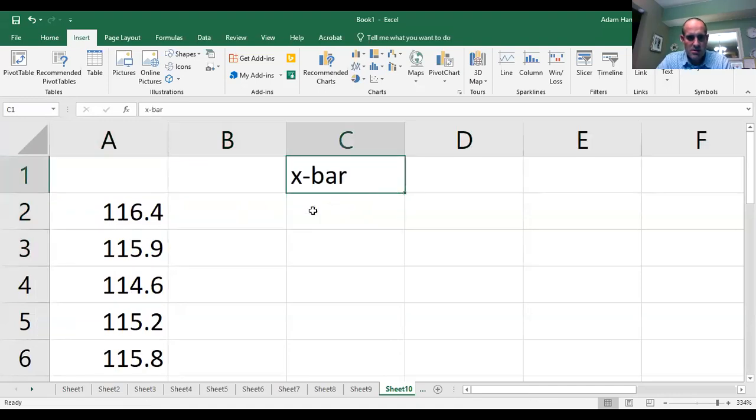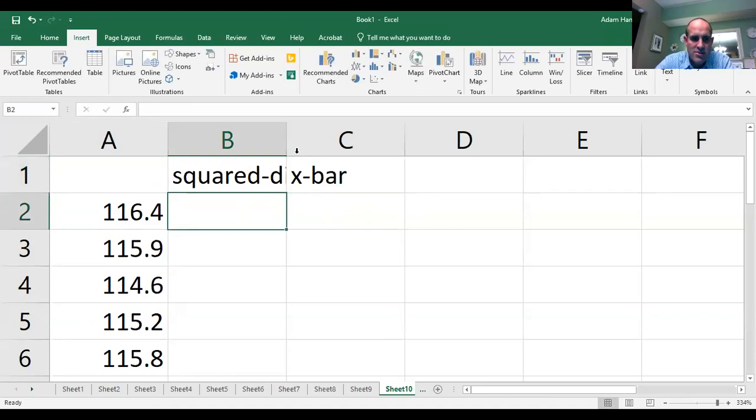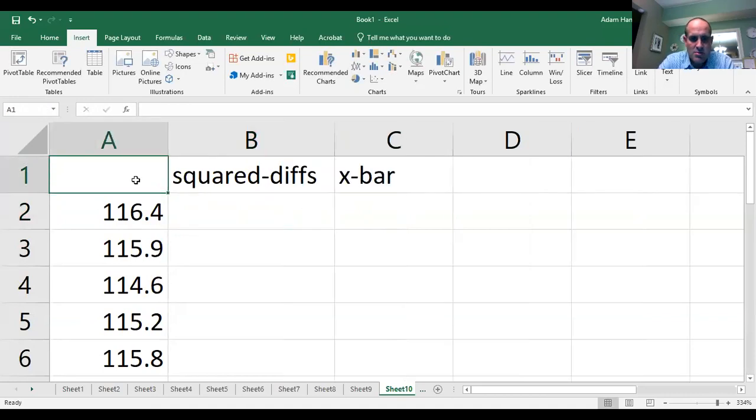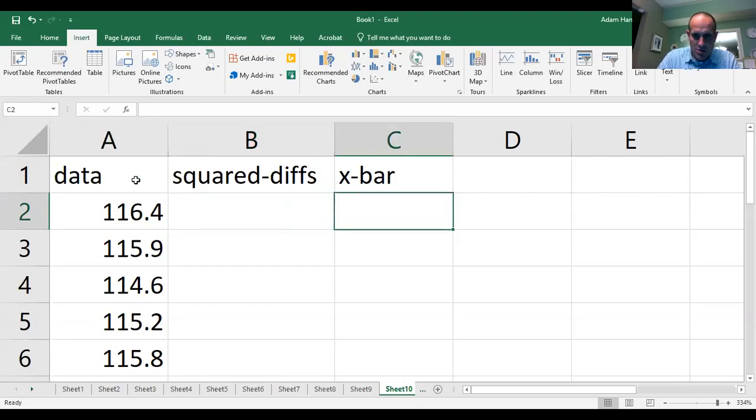Let me move this up here. I want to have a column here for the squared differences. So this is my data right here, and I'm just labeling things nicely. Squared differences. First of all, I want to compute X bar.